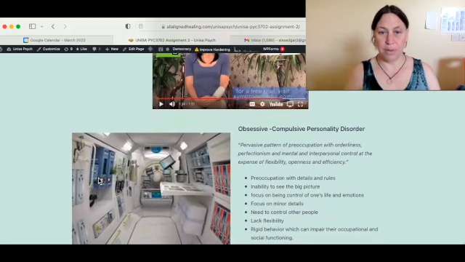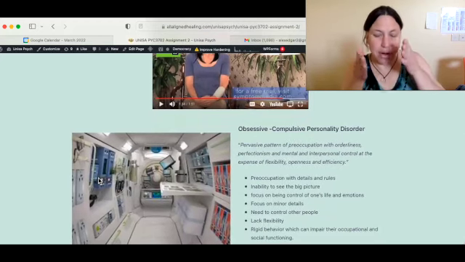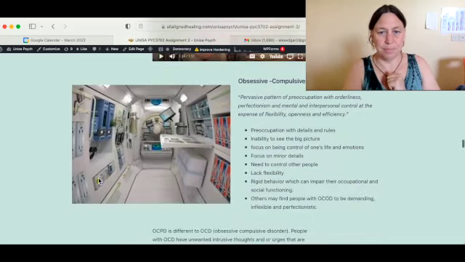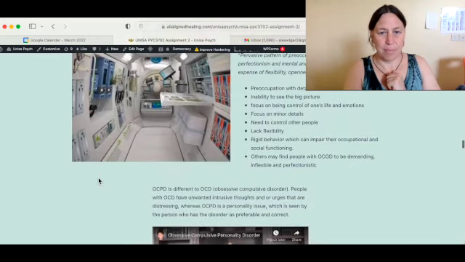Obsessive-compulsive personality disorder. Very controlling, very nitpicky, inability to see the big picture, preoccupation with orderliness, perfectionism, and control. It's not the same as obsessive-compulsive disorder, which is characterized by unwanted intrusive thoughts and urges.